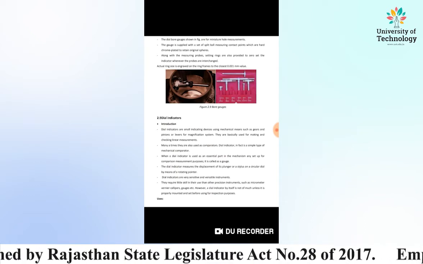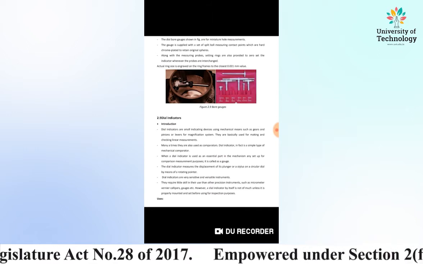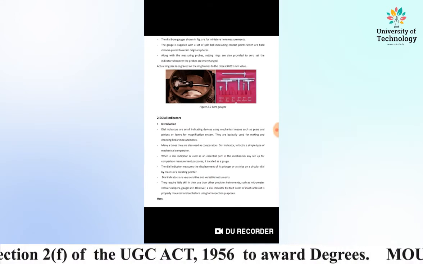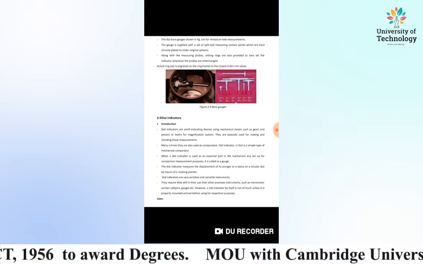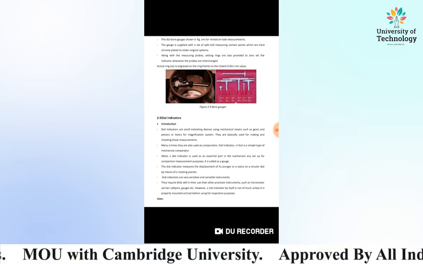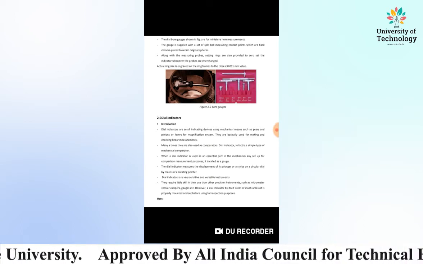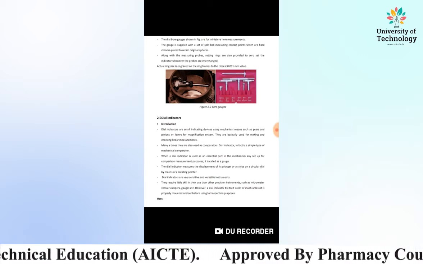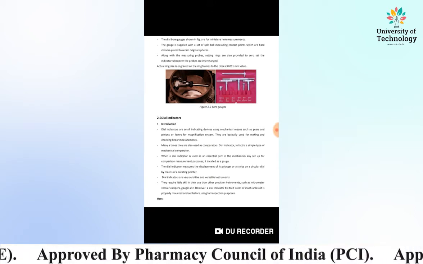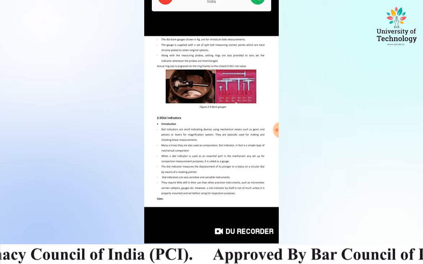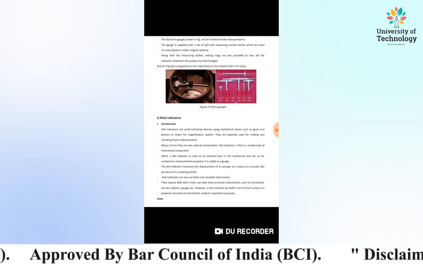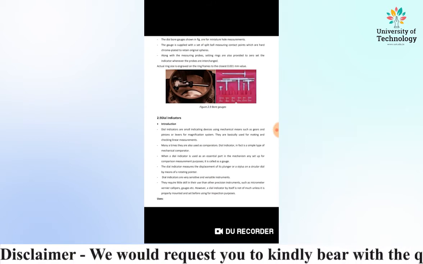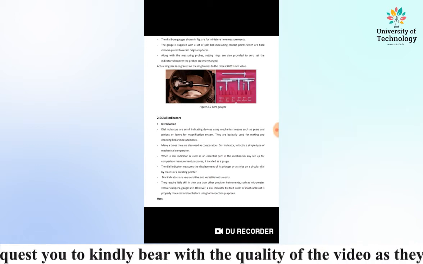it having a set of split ball measuring contact points which are hard chrome plated to retain original spheres, and having a measuring probe. Setting rings are also provided to zero set the indicator whenever the probes are interchanged. Actual ring size is engraved on the ring frames to the closest 0.001 mm value.